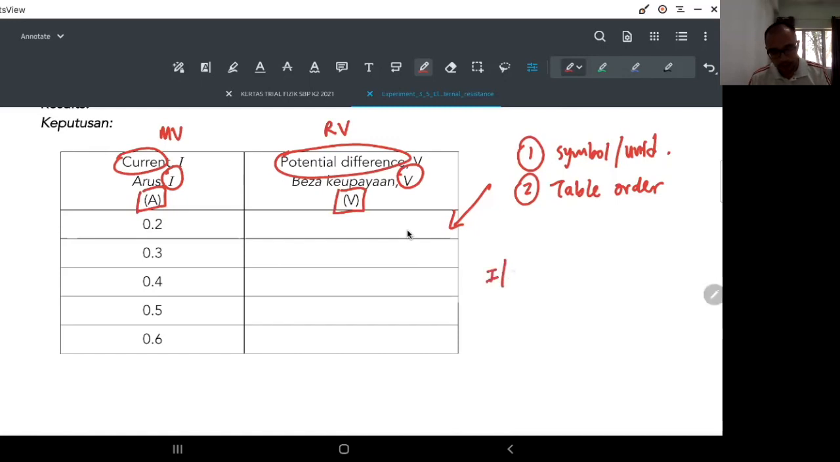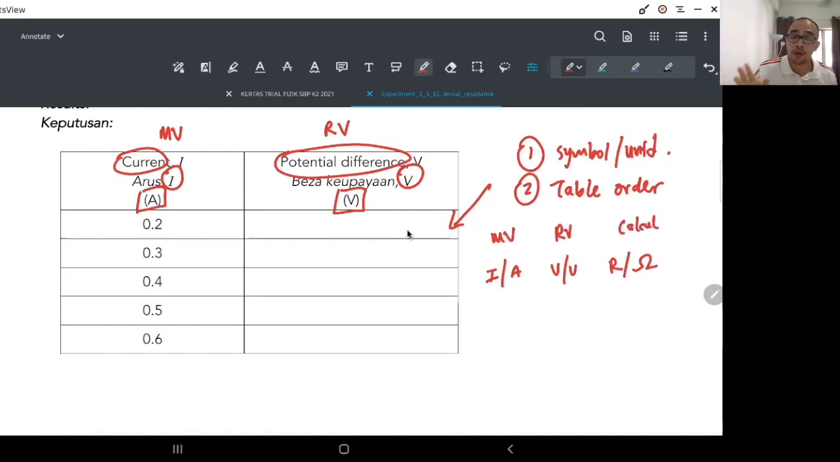Okay, so manipulated variable. Then the V is responding variable. And then R is whatever that you calculate. Dia punya urutan mesti begitu. You cannot put the calculation first and then the MV at the back, or the RV first and then the MV at the back. Tak boleh, tak boleh, tak boleh. Okay, when you present data, you present it systematically. Don't mind tembak sana sini sana, cannot lah.